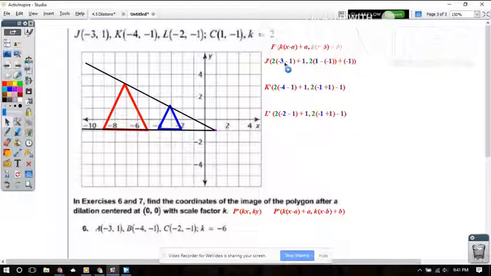And so we have -3 minus 1 is -4. -4 times 2 is -8. Plus 1 is -7. And we see we have that here at -7. And then the y values. So 1 minus a -1, so that'll be 1 plus 1. This is 2 times 2 is 4. Plus a -1, so 4 minus 1 is 3. So -7, 3, we have point J prime, K prime at -9, 1, there it is, and L prime at -5, -1, right there.